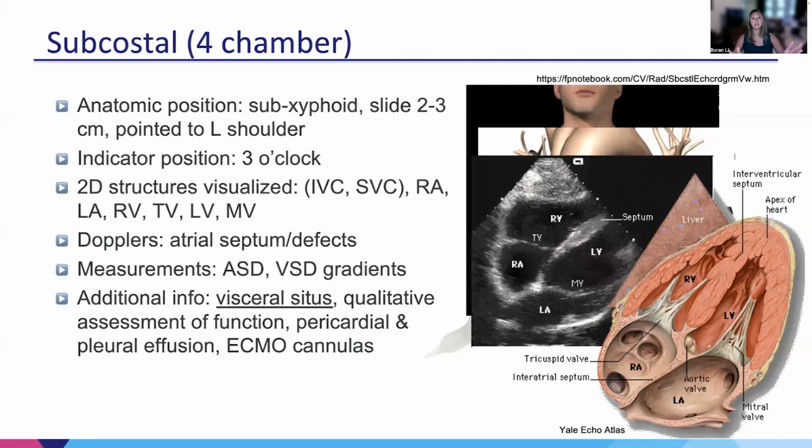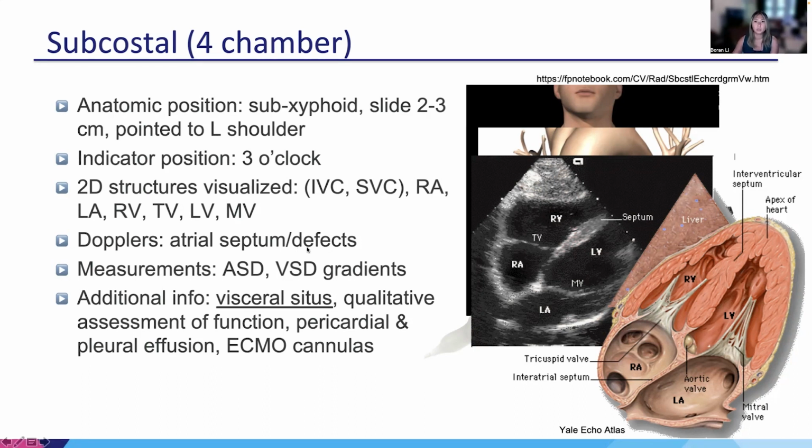So this allows you to say, okay, the heart is on the left side of the chest. The stomach is on the left side of the abdomen. The liver is on the right. And so I just think that it's easier to start this way. We can also from here, because we see all 4 chambers, get a quick assessment of qualitative function, as well as looking for both pericardial and pleural effusions. And if someone is on ECMO, because you can see the IVC and SVC, you can also get an idea of where the ECMO cannulas sit.